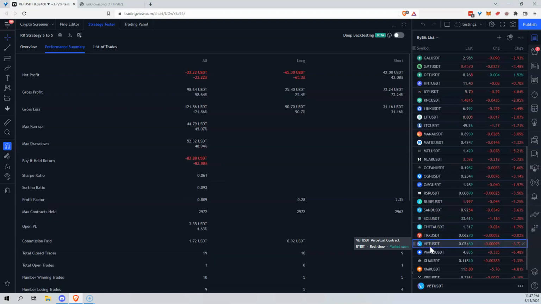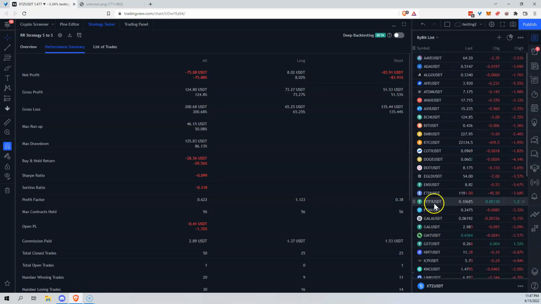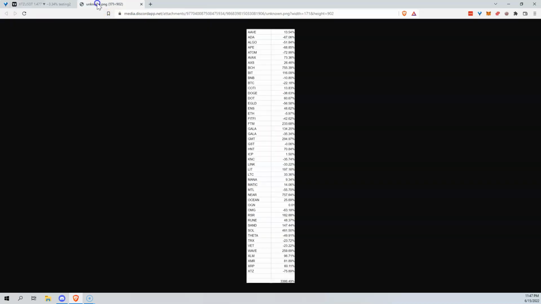Sol made 461%. Theta lost 49%. TRX lost 23%. VET lost 23%. Waves made 259%. XLM made 96%. XMR made 81%. XRP made 60%. And finally, XTZ lost 75%. So you can go and make your own spreadsheet and see what that adds up to, or you can just check out this image. This is all those coins that I just went through. These are the percent gains or losses on each individual coin.